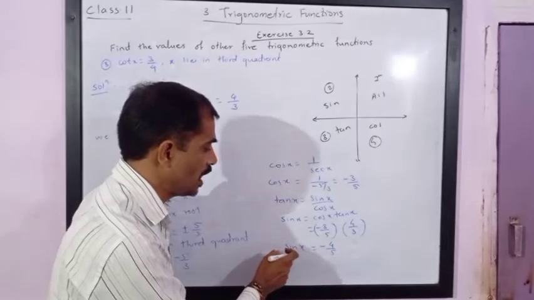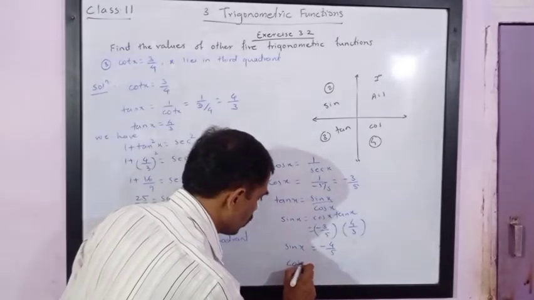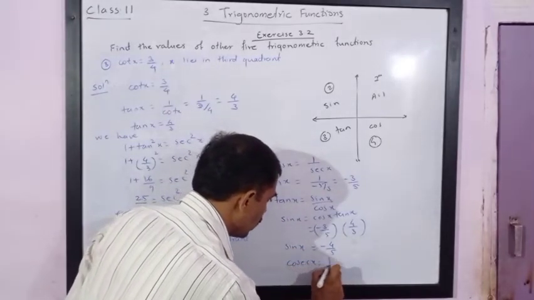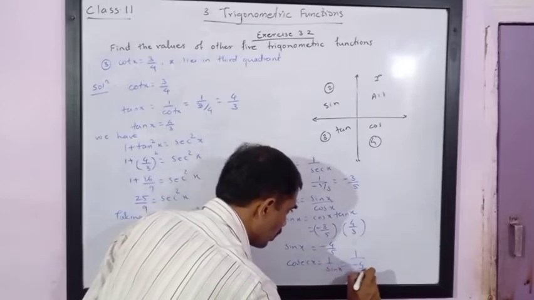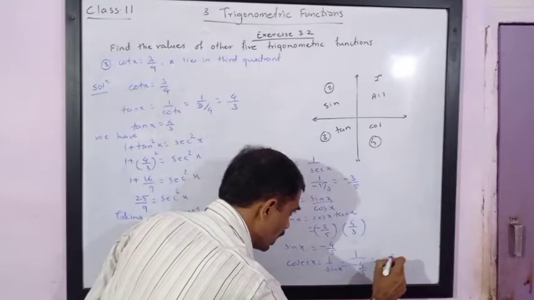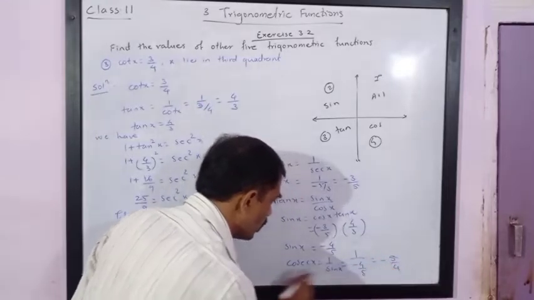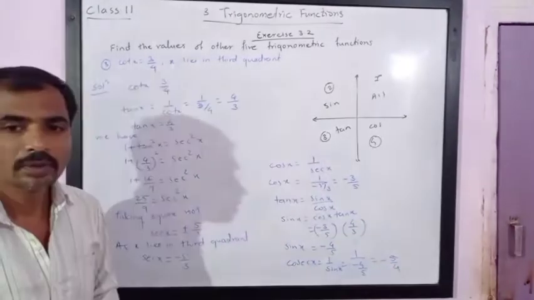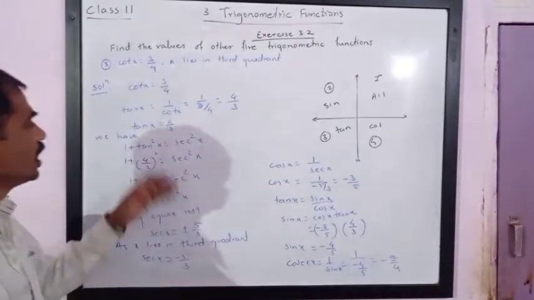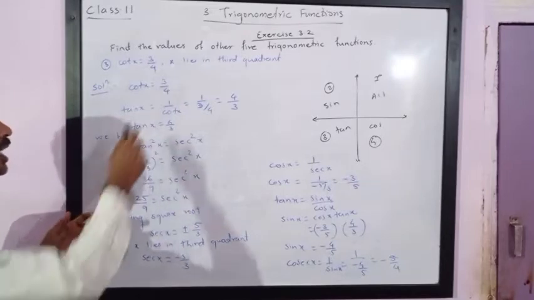Now inverse of sin is cosec. So cosec x is equal to 1 upon sin x. That is equal to 1 upon negative 4 upon 5. That is equal to negative 5 upon 4. So cosec x is equal to negative 5 upon 4. We have found the trigonometric ratios of all the remaining trigonometric functions.